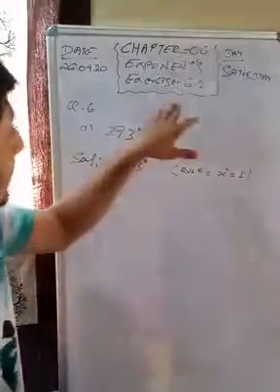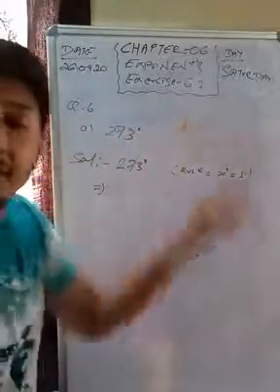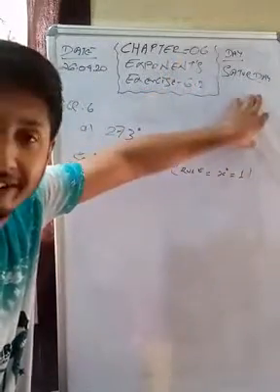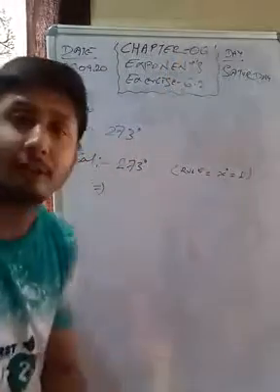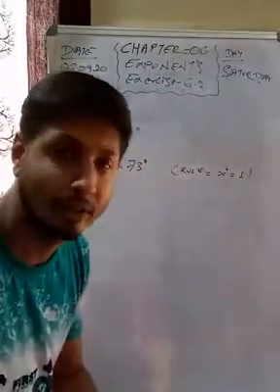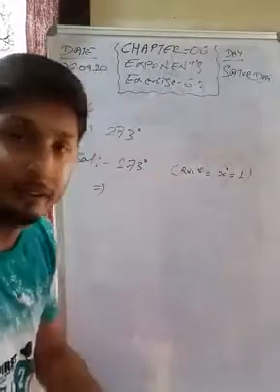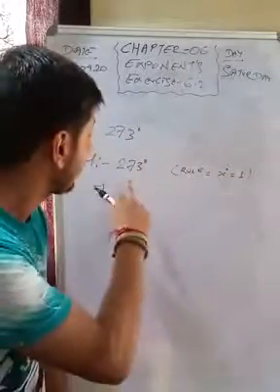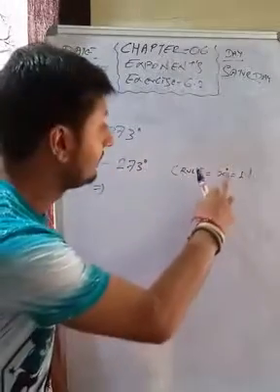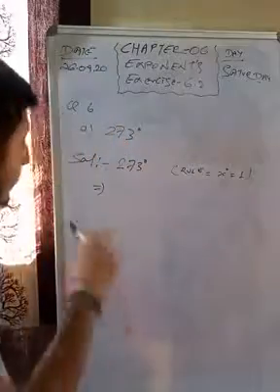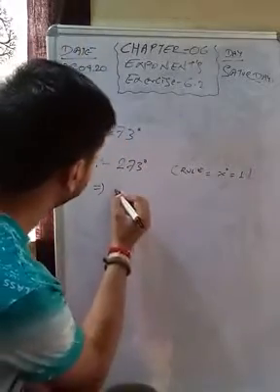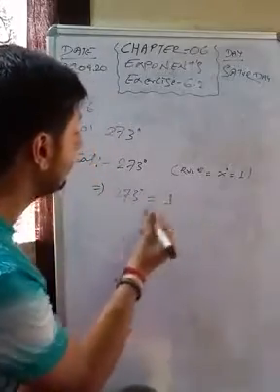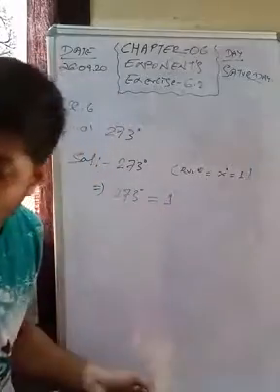Today our topic is Chapter 6, Exponents, Exercise 6.2. The day is Saturday, and we are solving the simplify questions. First, we write this question: 273 to the power 0. This is the rule: x to the power 0 is equal to 1. So I have to put this: 273 to the power 0 is equal to 1, because any number to the power 0 is 1.